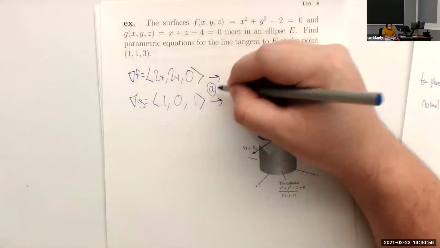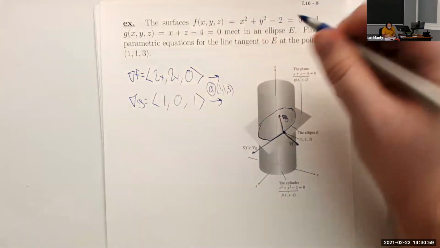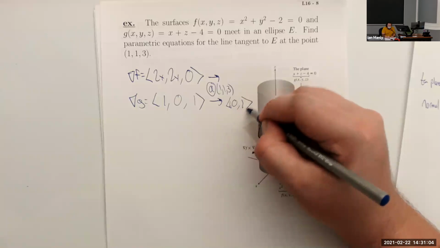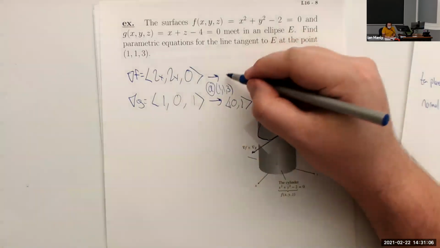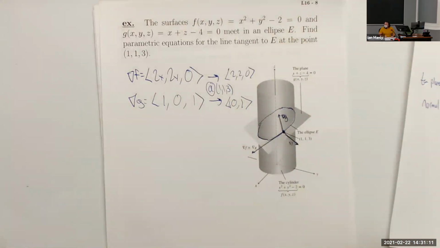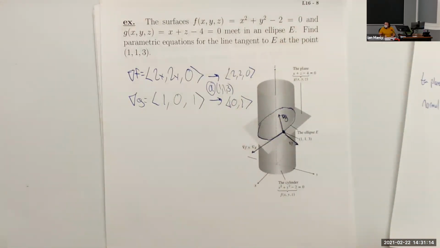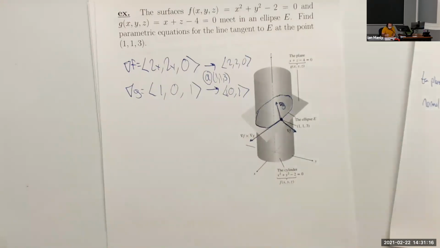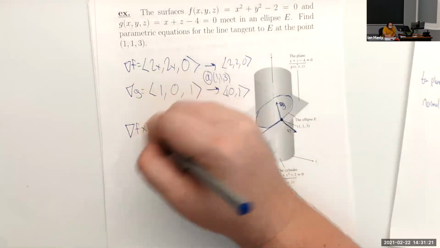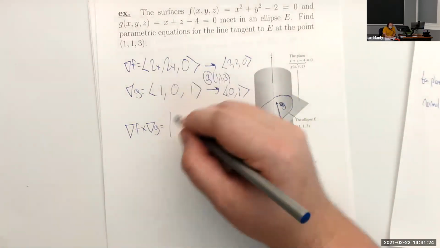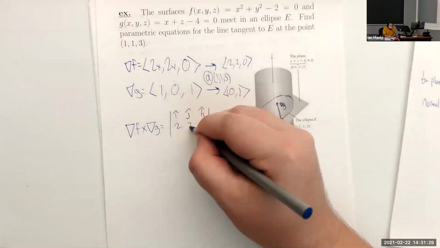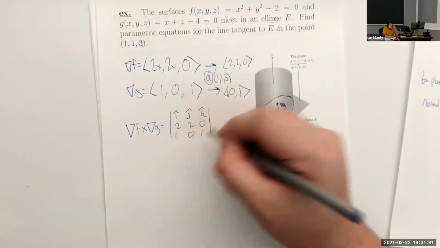So this is at the point 1, 1, 3. Well, this is a constant vector, so we know what that's going to be, 1, 0, 1. And then when I plug these into here, we have 2, 2, 0. All right, so now I'm going to cross these here. And we can cross gradients together because they're both vectors. We have I, J, and K. We have 2, 2, 0, and 1, 0, 1.